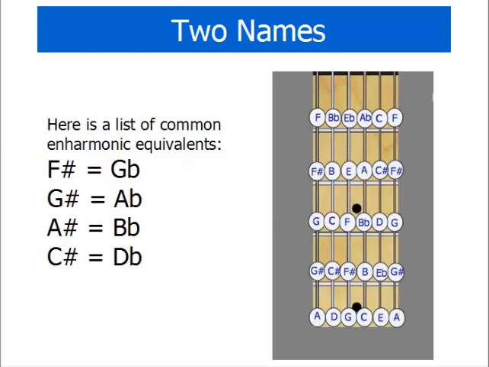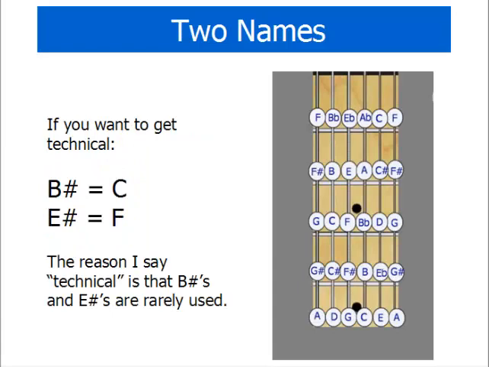Okay, so here's a list of the enharmonic equivalents. F sharp is G flat, G sharp is A flat, A sharp is B flat, C sharp is D flat. And if you want to get technical, B sharp is C, E sharp is F. The reason I say technical is that B sharps and E sharps are rarely used.